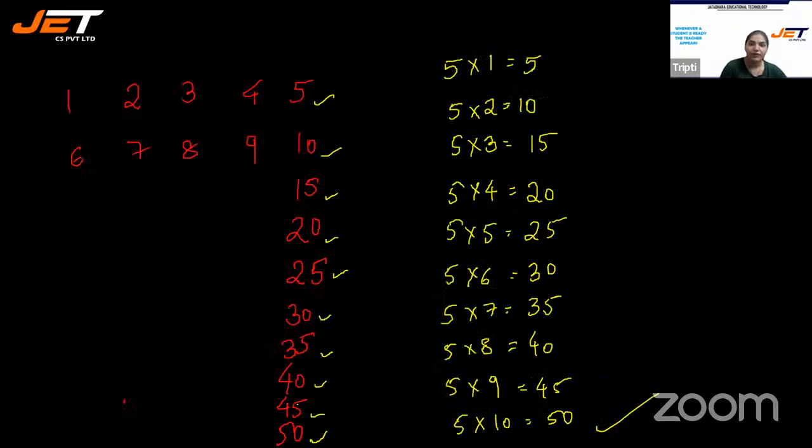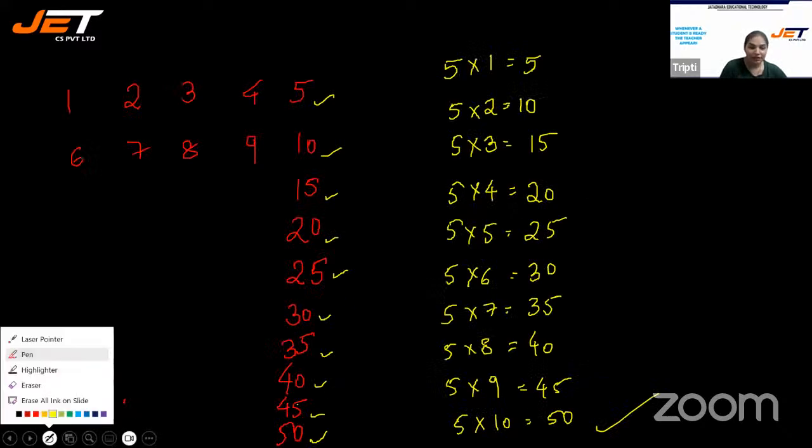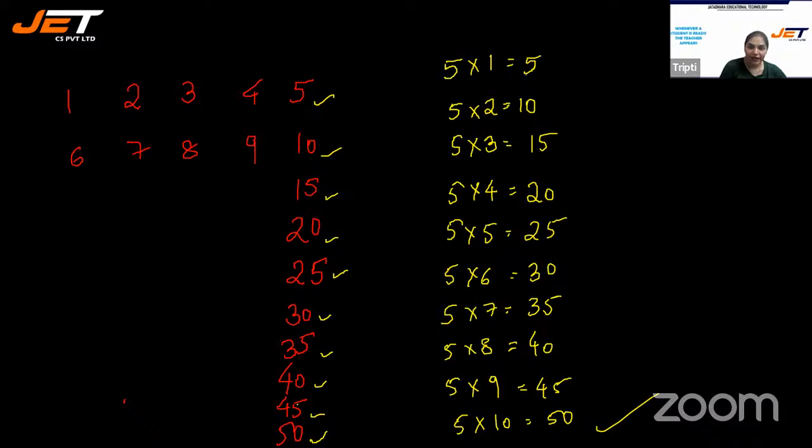If you see the table of 5, the multiples are ending with either 5 or 0: 5, 0, 5, 0, 5, 0, 5, 0. So if you are getting anything except 5 and 0, that means your answer is wrong. Yesterday we did 3, 4, 7. Today we are going to do 5 and 6.